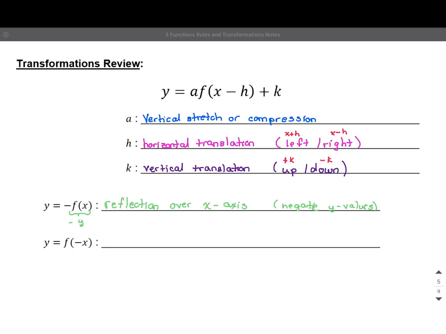Then we have one more here, y equals f of negative x. Notice what it's saying, negative x. It's telling you to negate the x values. Well, what transformation tells you to negate the x values? That's a reflection over the y-axis. Okay.